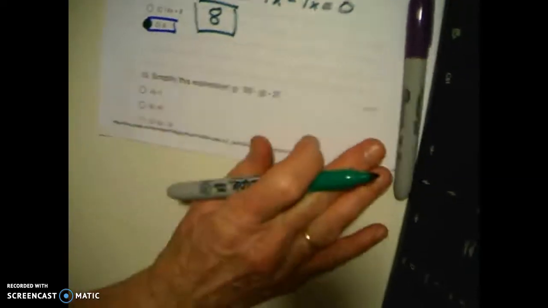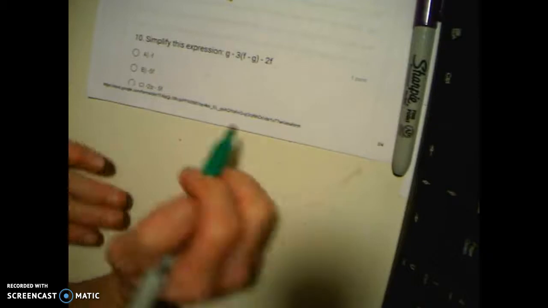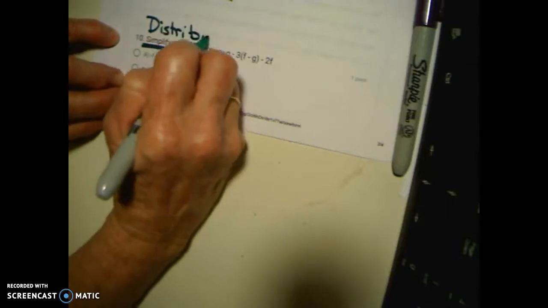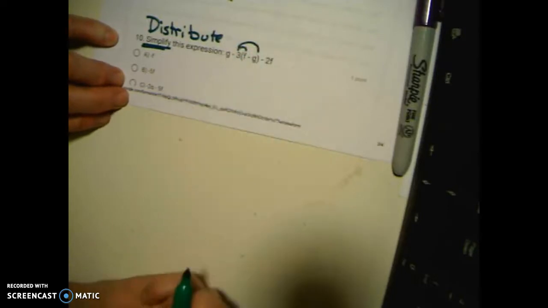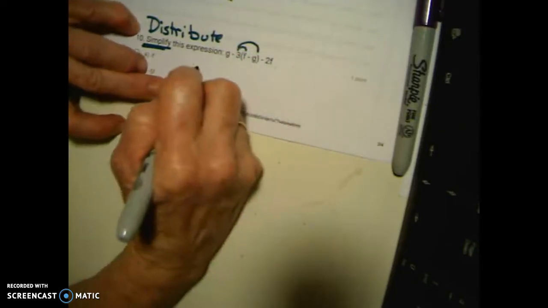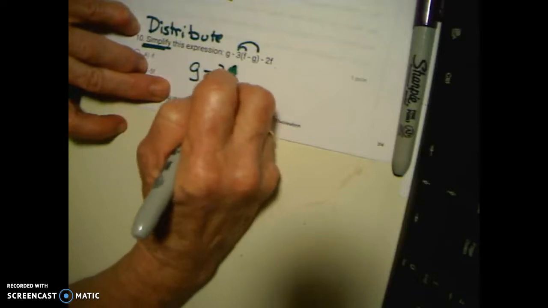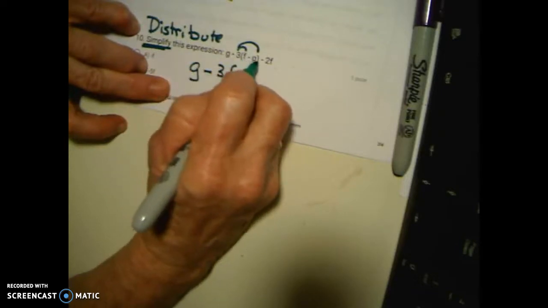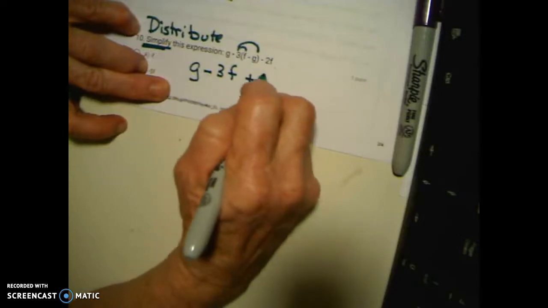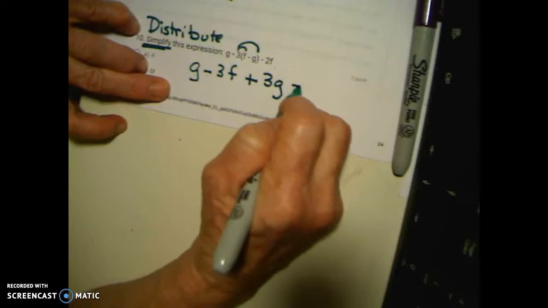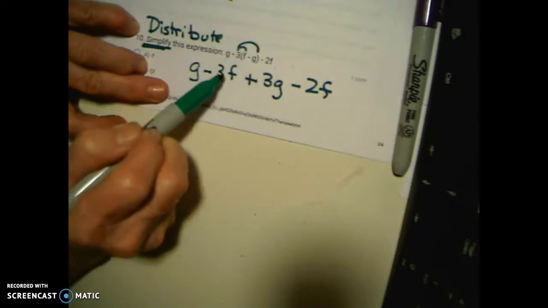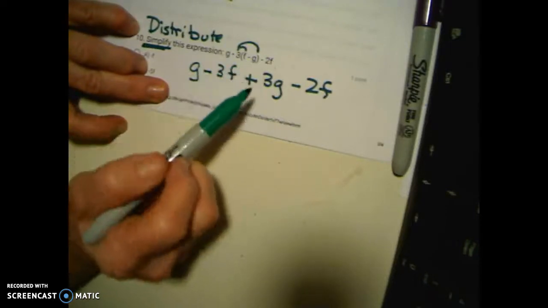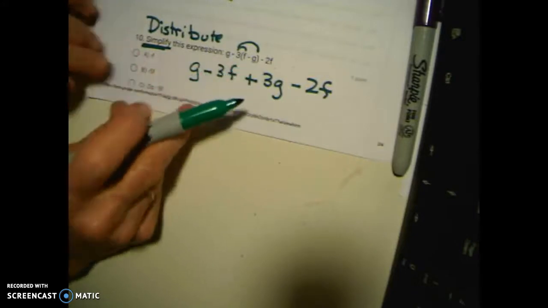Okay, 10, I'm going to work this one out. It's a little more complicated. I have to simplify, but first I have to distribute before I can simplify. So I'm going to distribute my negative 3 to my f and my negative 3 to my negative g. And I end up with g minus 3f. A negative times a negative is a positive, so now I have positive 3g minus 2f. So take a minute to absorb that. I just distributed the negative 3 to the f, and then distributed the negative 3 to the g, but because it's a negative times a negative, I end up with a positive.